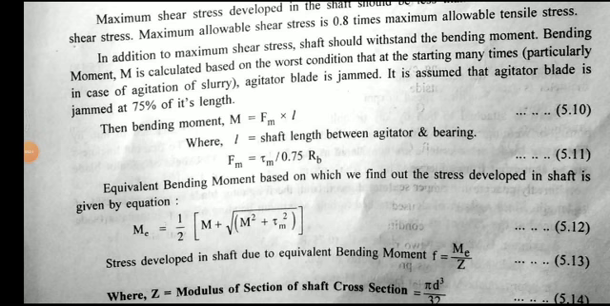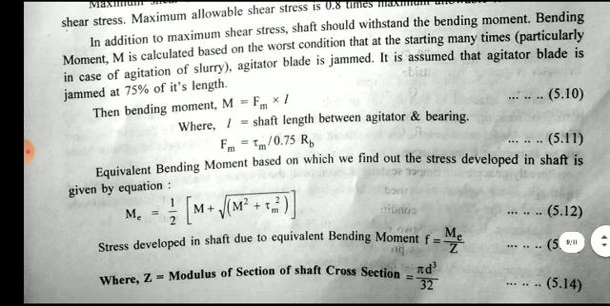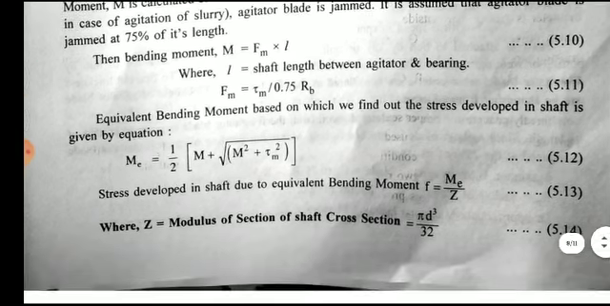So the main bending moment is given by the equation M is equal to Fm into L. So L is the length of shaft between agitator and bearing, and Fm is tau m by 0.75 rb.